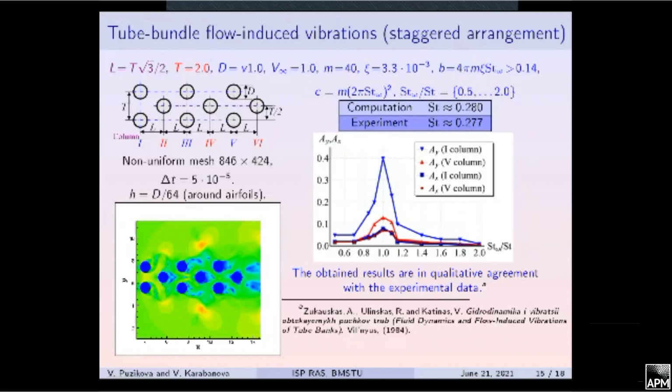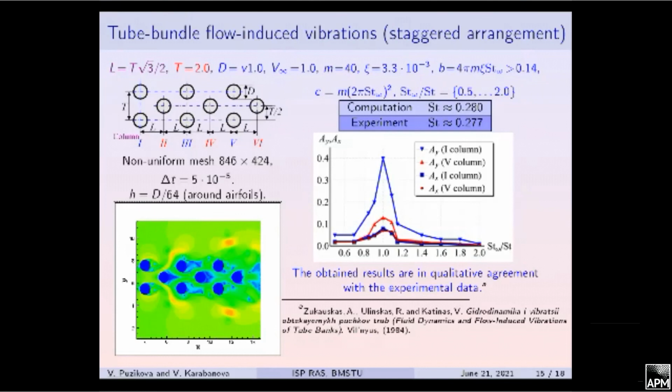For tubes from even and odd columns, as in the experiment, the upper frequency is observed in the tubes from odd columns, and this frequency is considered as the vortex shedding frequency. The lower frequency is observed in the tubes, and it corresponds to the frequency of vortex-structure interaction. Computational results are in qualitative agreement with the experimental data.